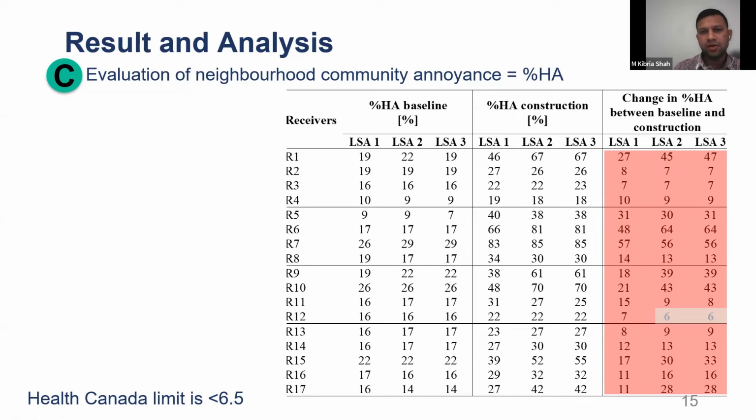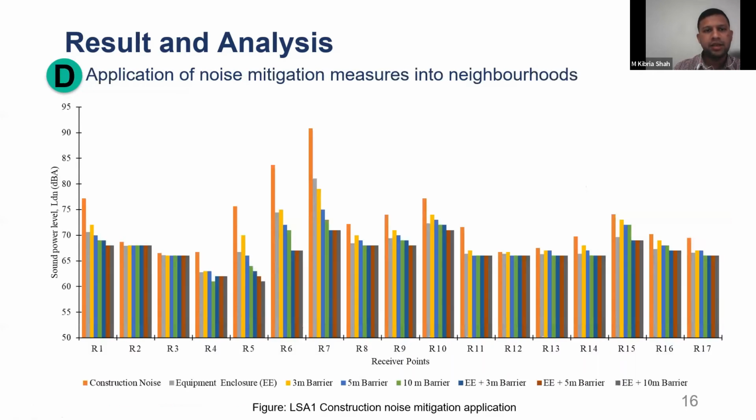We apply some of the noise mitigation measures into the CadnaA model of the neighborhood, and we apply seven different noise control methods in the model. These include equipment enclosure, a 3 meter high barrier, 5 meter, 10 meter, and equipment enclosure plus 3 meters as a combined noise control.